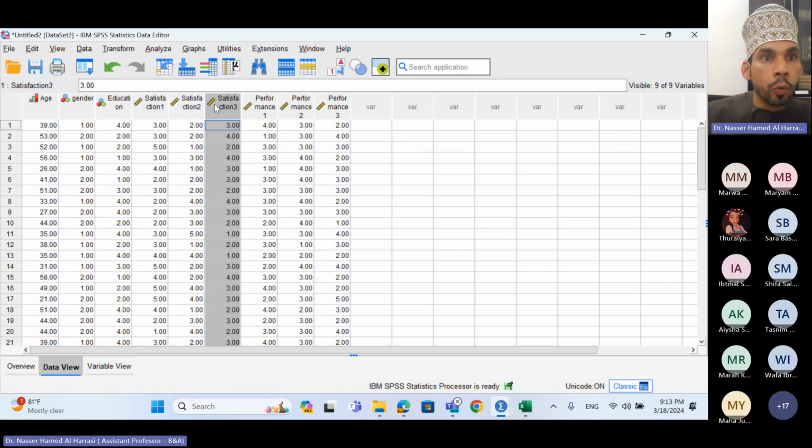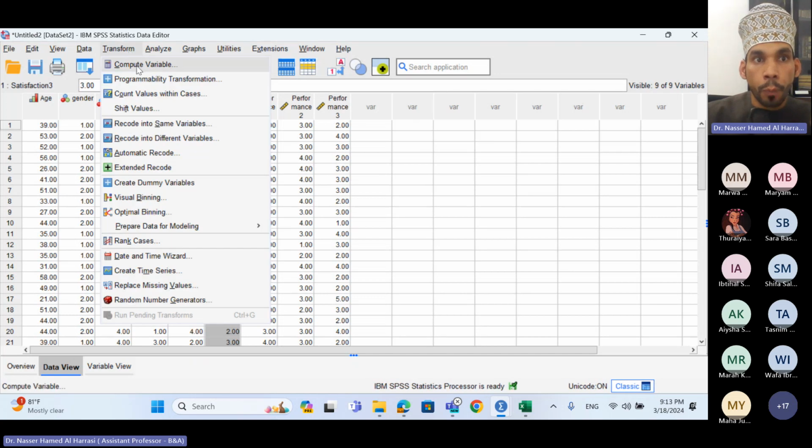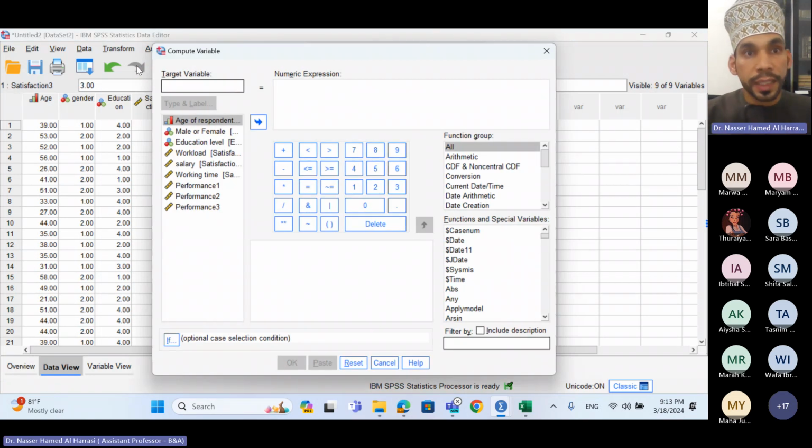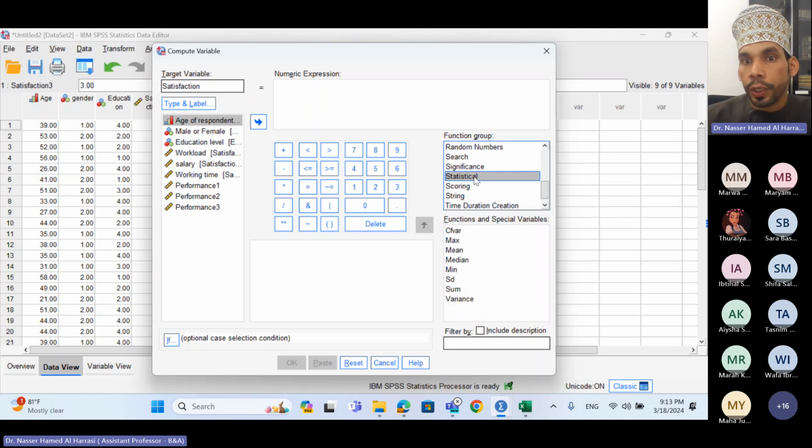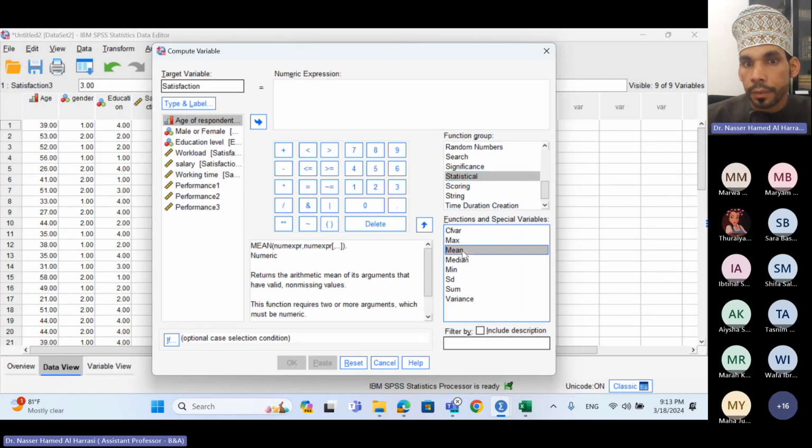So what we will do, we will go to Transform, Compute Variables, click on Compute Variables. Then what is the target variable? Satisfaction. Then you need to go here in the function group, go down, and you will find Statistical. Click on it. Then go down again and click on Mean. Now you are ready to merge the 3 questions together into one variable.